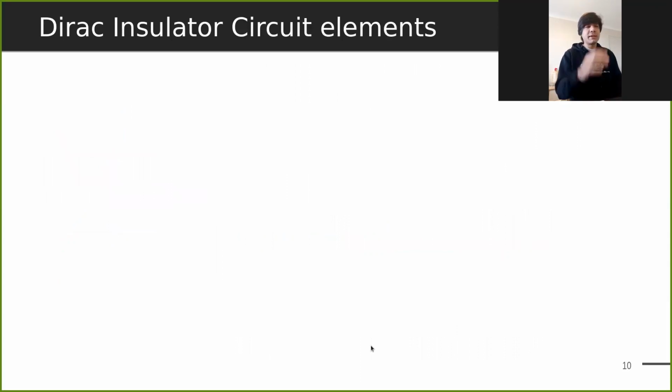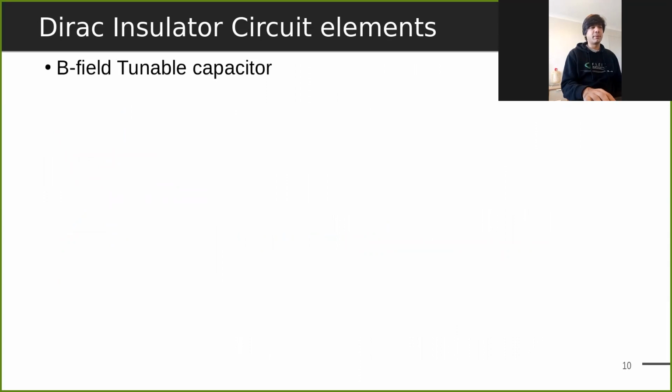So, as I introduce circuit elements to you, let's imagine a situation where we make circuit elements from a Dirac insulator rather than a normal insulator. So what we end up having is quite an extraordinary situation. For example, if you try to make a capacitor, take two plates and stick a Dirac insulator in between, you end up having a B-field tunable capacitor.